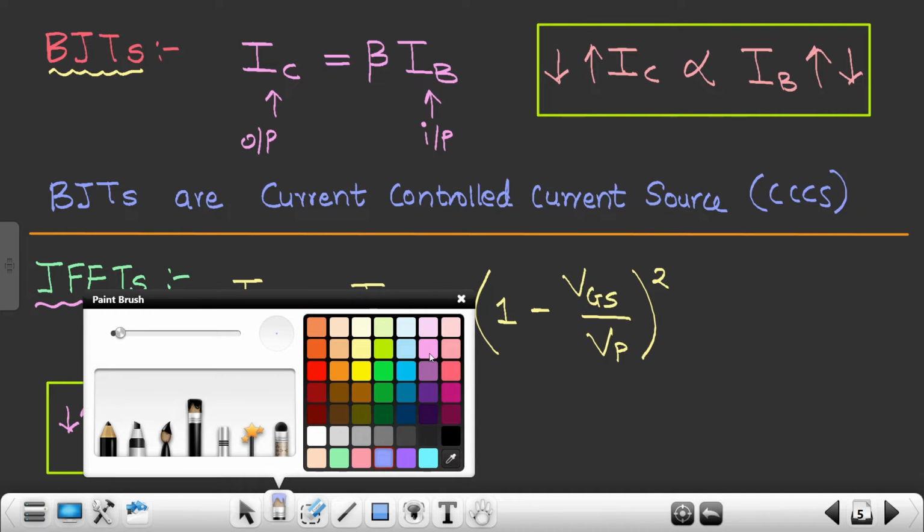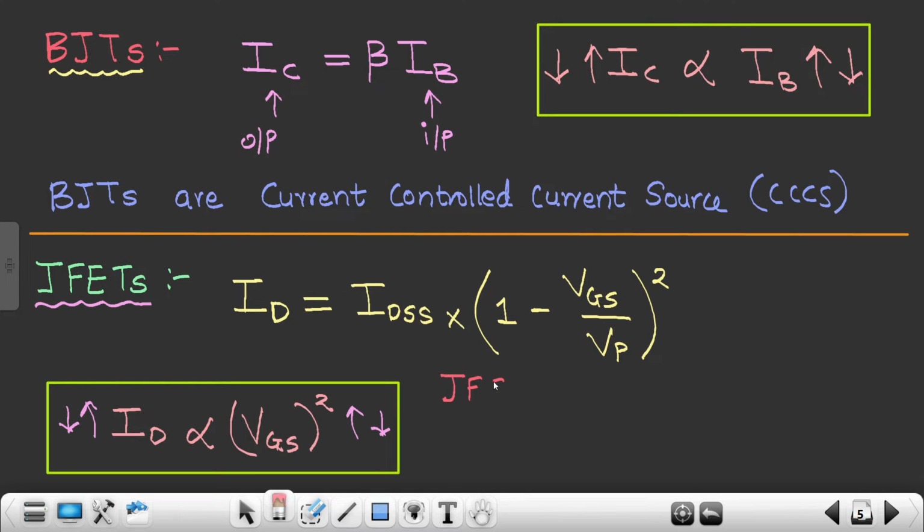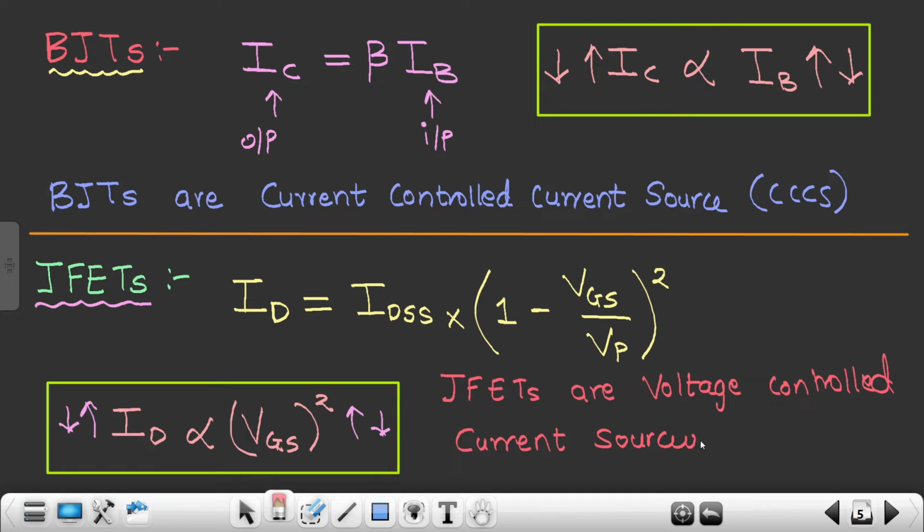So let me write over here, for JFETs it is VCCS. JFETs are voltage controlled current source. Okay, why voltage controlled? Oh, sorry. Okay, why is it known as voltage controlled current source? Because you can clearly see my input voltage is controlling the output current ID. Great. So I hope everything is crystal clear up till here, and you can also see it with the help of this particular diagram.